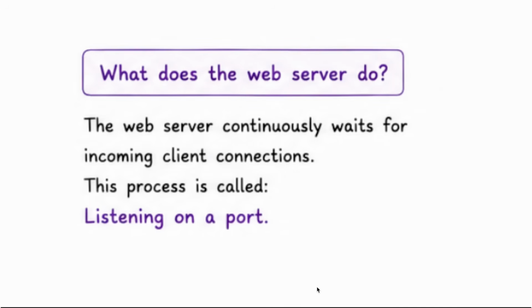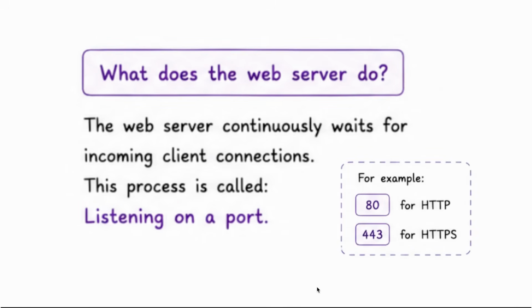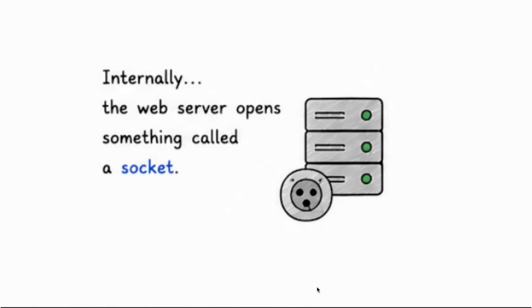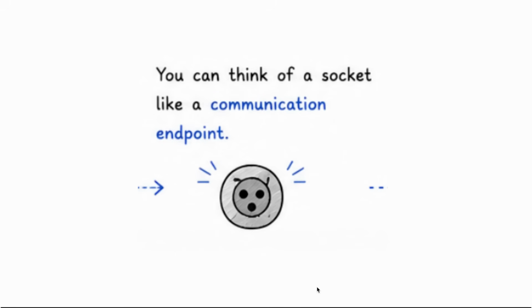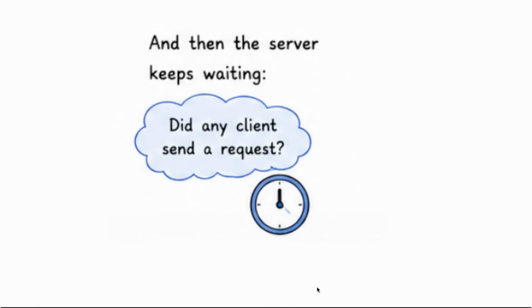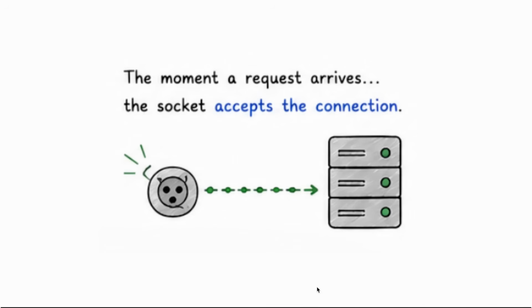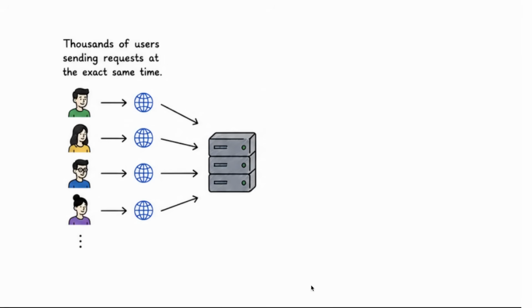So now let's understand what this web server actually does. The web server continuously waits for incoming client connections, and this process is called listening on a port. For example, port 80 for HTTP, port 443 for HTTPS, and internally the web server opens something called a socket. And you can think of a socket like a communication endpoint. And then the server keeps waiting. Did any client send a request? The moment a request arrives, the socket accepts the connection. Now imagine thousands of users sending requests to the server at the exact same time.